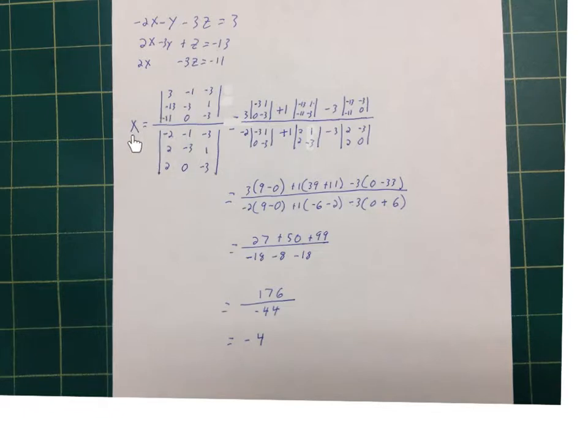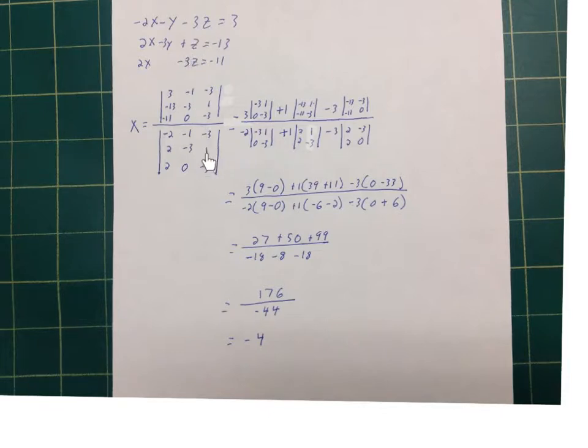So we're solving for x here. And so the bottom determinant, these columns here, are just the coefficients of x, y, and z. So you have like a negative 2, 2, and 2. These are the coefficients of x, and your coefficients of y: negative 1, negative 3, and nothing's here, so that's the 0. Then your coefficients of z: negative 3, 1, negative 3.